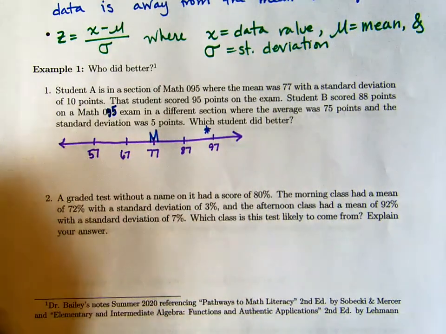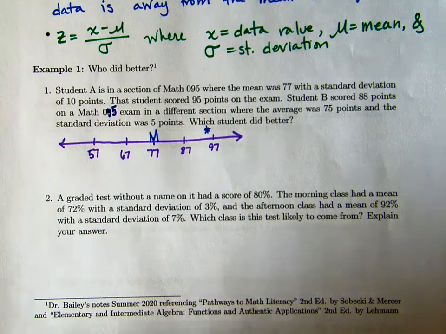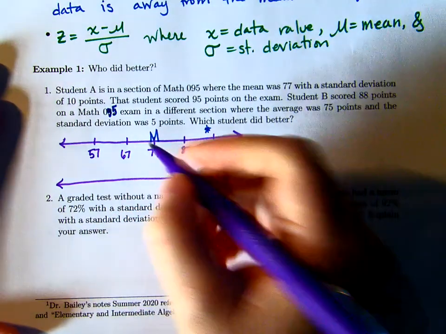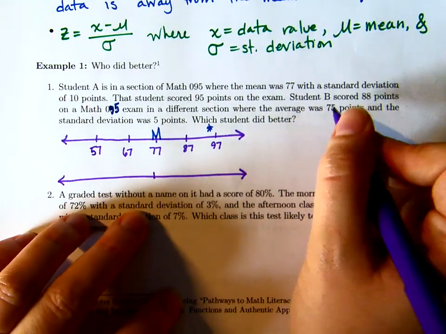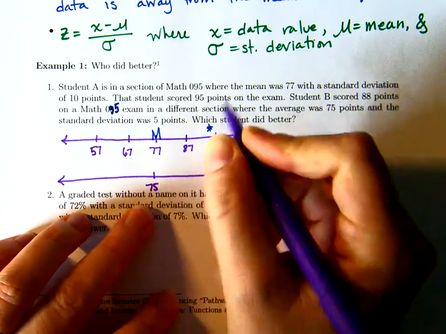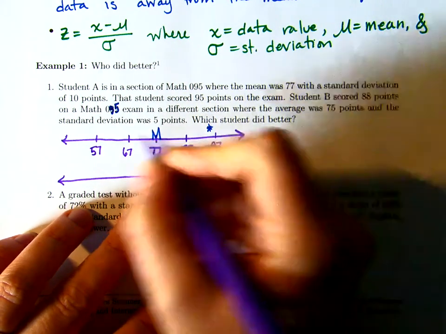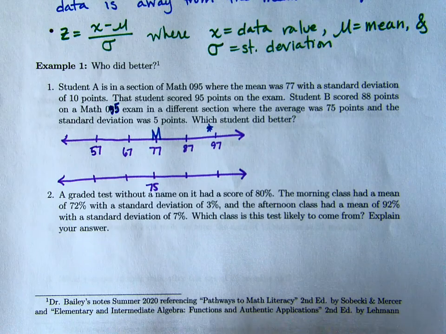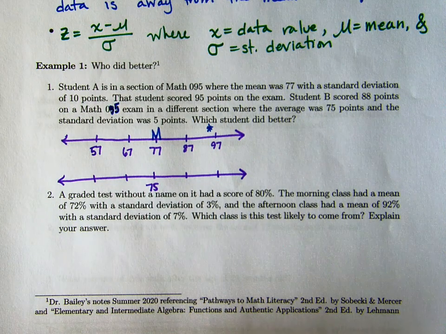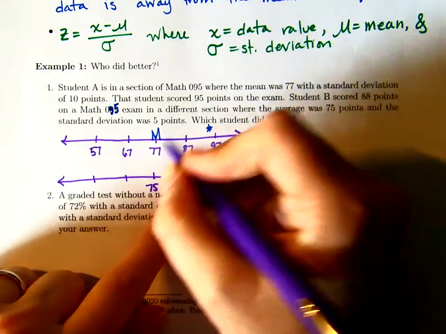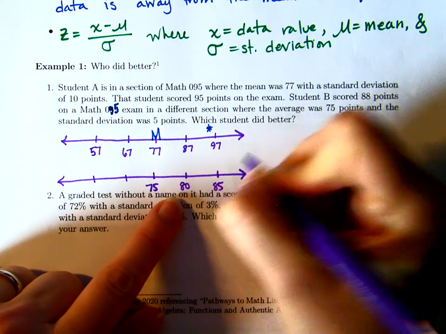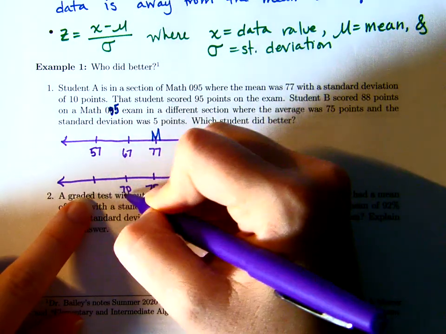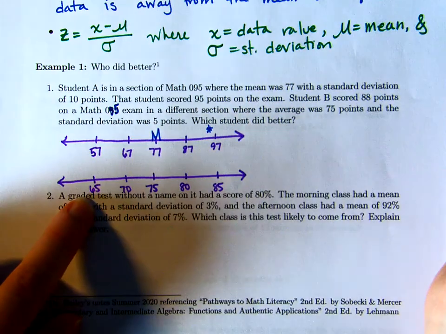Yeah? Now, in the other class, okay, so I'll put the average right here. The average was a 75, and I will put tick marks for 2 standard deviations above and 2 standard deviations below. Let's see, standard deviation was 5. Okay, so from here to here, this would be an 80. This would be an 85. Below that, one standard deviation below a 75 is a 70. Another standard deviation below that is a 65.